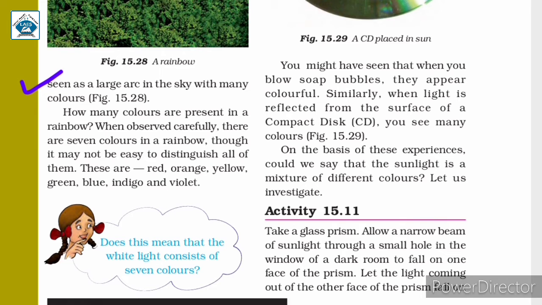How many colors are present in a rainbow? When observed carefully, there are 7 colors in a rainbow, though it may not be easy to distinguish all of them. These are red, orange, yellow, green, blue, indigo, and violet. So these are the 7 colors of the rainbow.